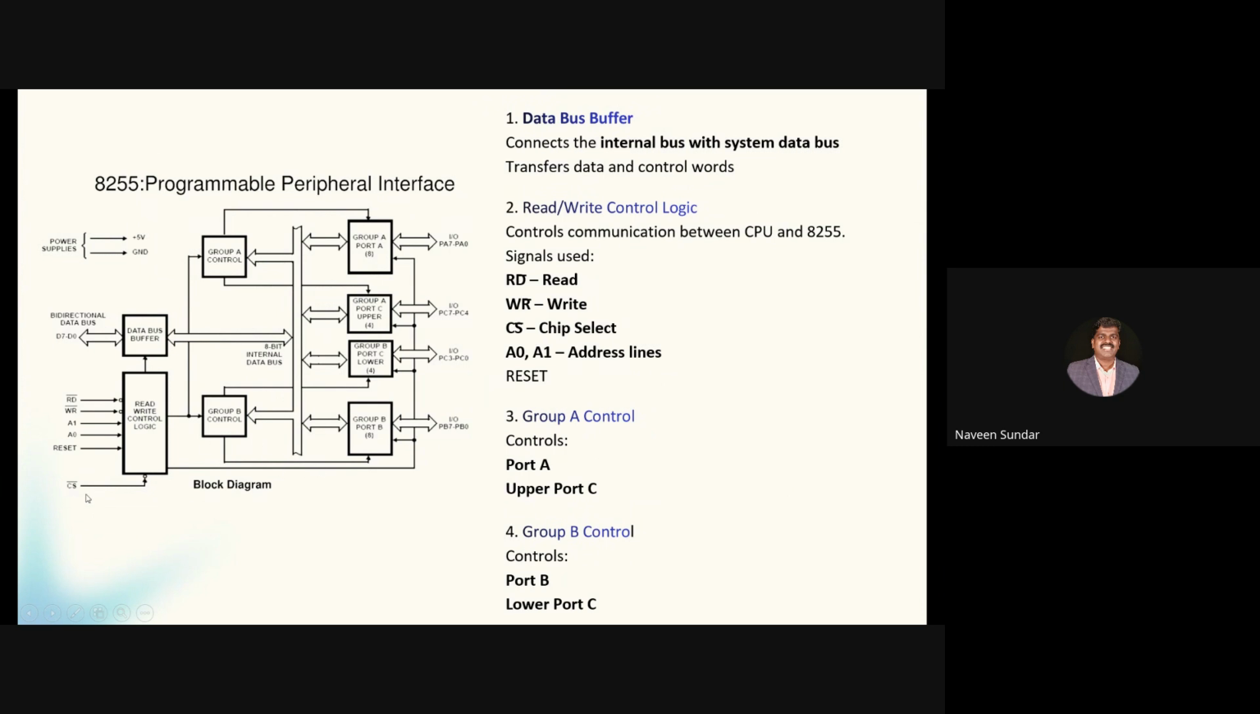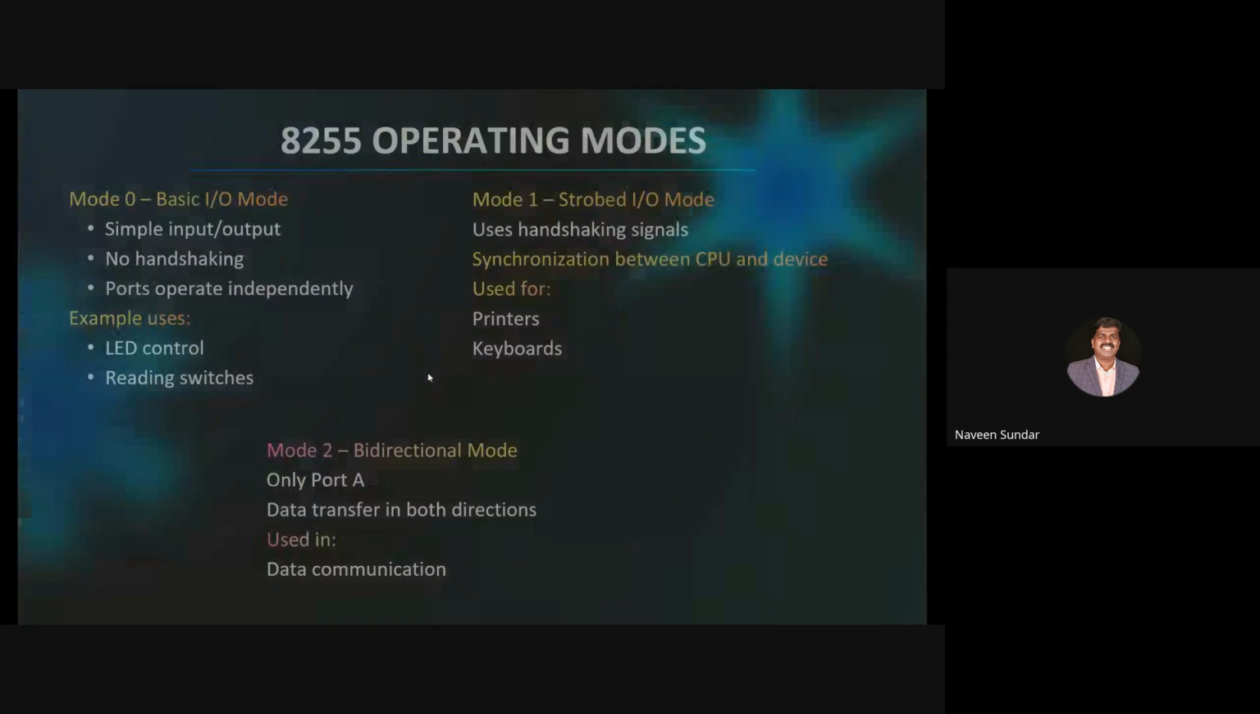And then we will have a chip select, with which we can activate the whole chip. So enhancing the chip by using the chip select. Group A has, as I told you, port A and upper port C. Then group B has port B, that is complete PB0 to PB7, and the lower port, that is PC0 to PC3. So that is how we will categorize it.